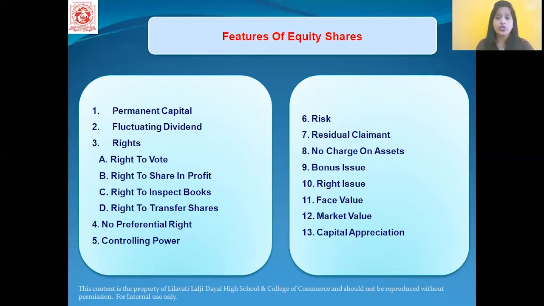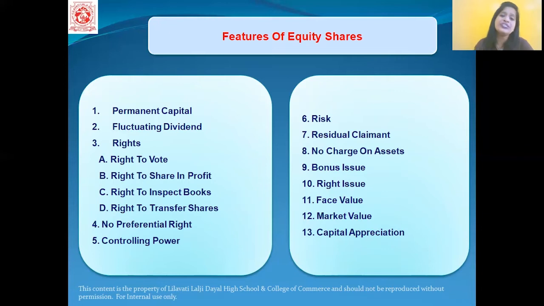Then you have risk. Equity shareholders, students, bear maximum risk. They are also termed as shock absorbers of the company, because they absorb shock. They take risk because sometimes they can get a very good rate of dividend, sometimes very less or no dividend. Capital also is paid in the last, but still these people take a risk and invest in the equity shares.